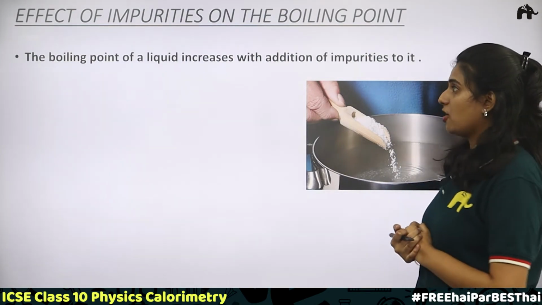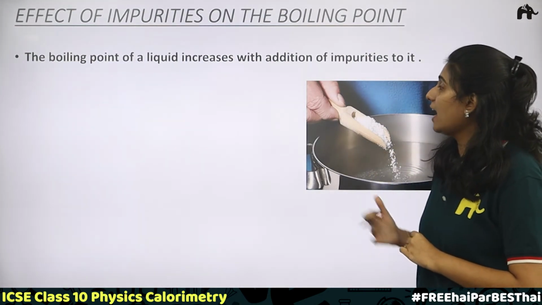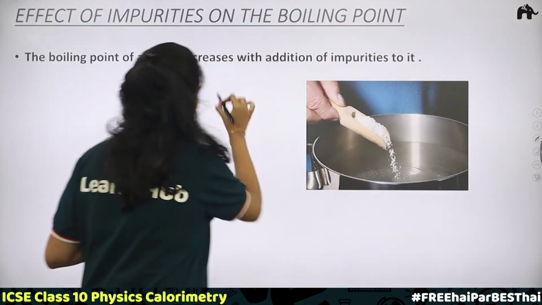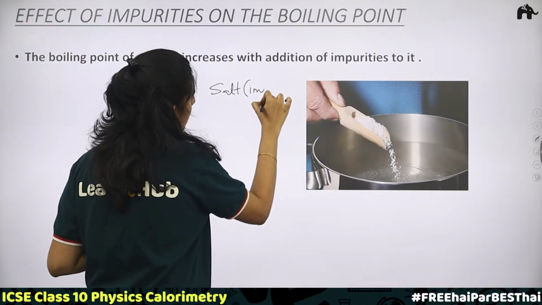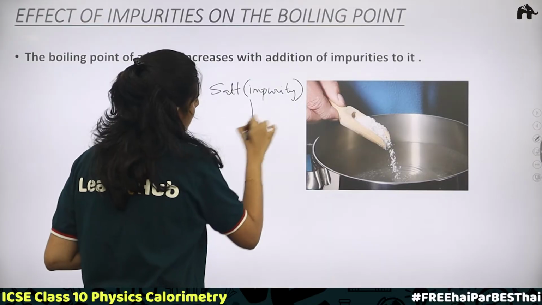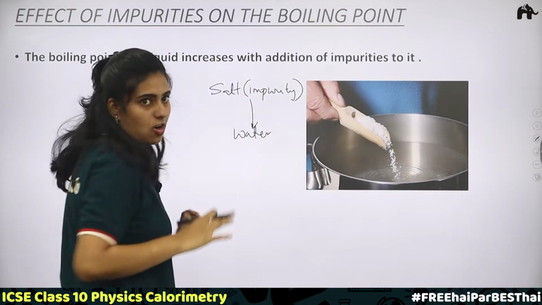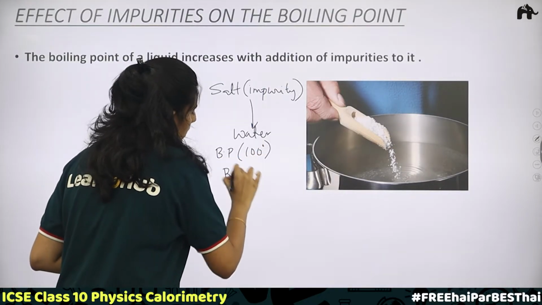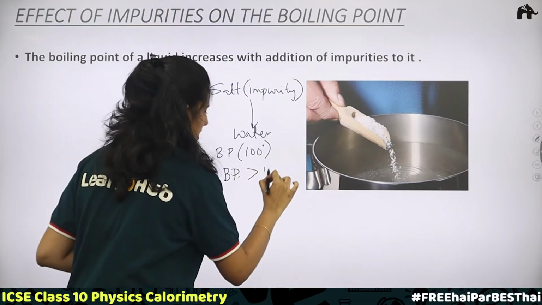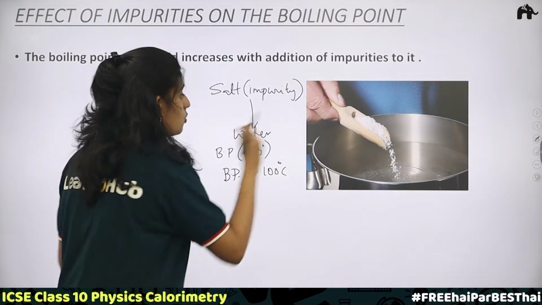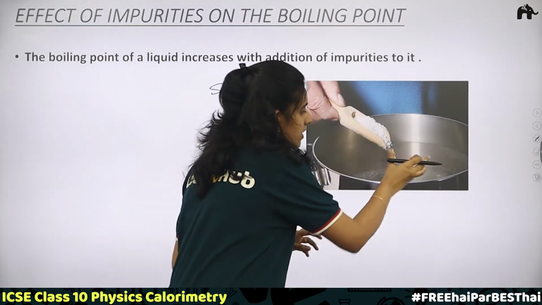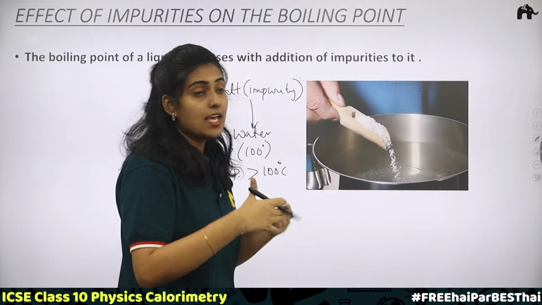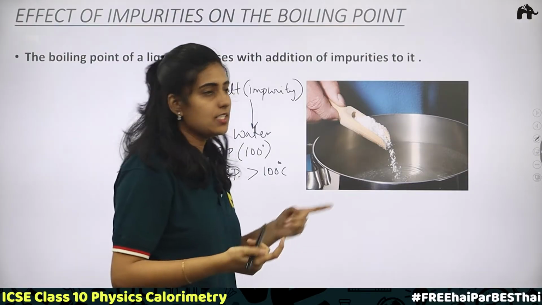Effect of impurities on the boiling point. The boiling point of a liquid increases with addition of impurities. You have seen that while cooking vegetables and all, we add some salt to it. Salt is an impurity that is being added to water. Now by adding salt, the boiling point, normal boiling point we know is 100 degrees Celsius, will become greater than 100 degrees Celsius. The boiling point of water has increased. So the heat energy will be used by the vegetables to get cooked easily. Before the water boils, or what happens? If the water boils, the water will be getting converted into vapors and the cooking becomes difficult.